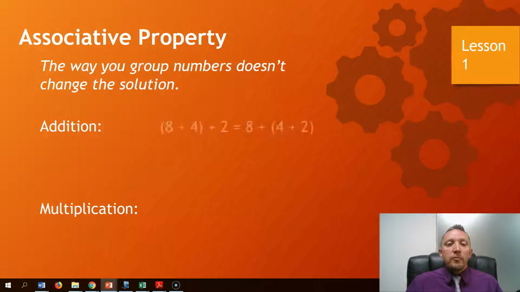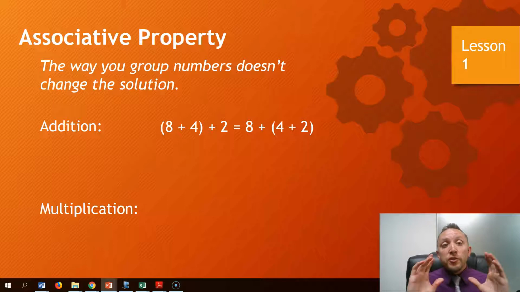Let's start with addition. So here we have 8 plus 4 grouped up on the left side of the equation, to say 8 plus 4 and then plus 2. So remember, order of operations, we would do inside of parentheses first. So on the left side, we have 8 plus 4 grouped together first. On the right side, we have 8 plus, and then the quantity 4 plus 2. So 4 plus 2 is grouped together differently. All right, do you see that? So let's see if we get the same results.